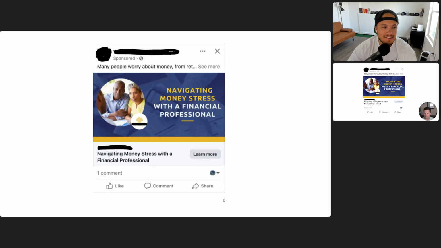Some of our ugliest images, not even ugly, I'd just say a picture, like we do an ebook ad. If we're throwing a book, it's a picture of the book on the desk. And that performs much better than something like this. But if we look at it, navigating money stress with a financial professional, not bad. It does pull in like, okay, I may be stressed about money. Maybe I should talk to a professional.